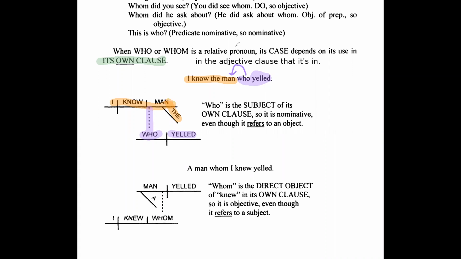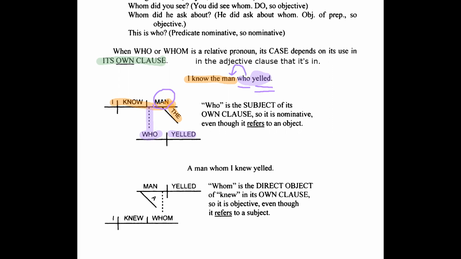But man here is a direct object, which means that even though it doesn't show it, man is technically in the objective case. It just doesn't show that it's in the objective case, like who does. So even though who refers back to an object, it is still nominative because it is a subject in its own clause, in the adjective clause. You have to look at its role in the adjective clause.